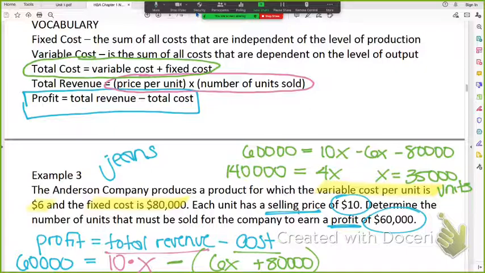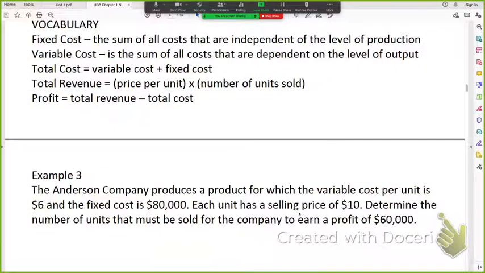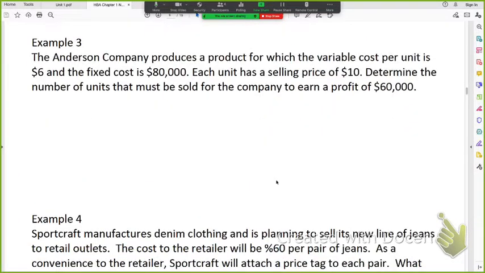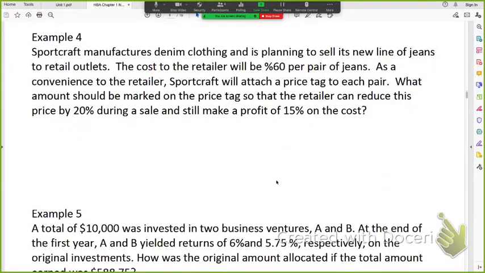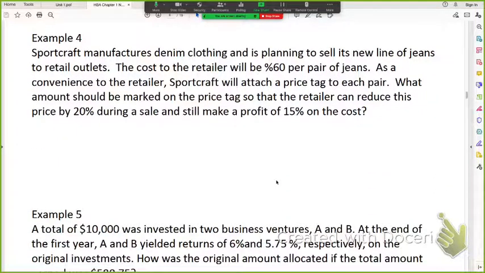Let us take a look at example 4. Another good example of a selling one. Now they are actually selling jeans. Look at this. All right. Sportcraft is manufacturing jeans. There is one typo in this one before I go through it. The cost to the retailer is $60 per pair of jeans. As a convenience, they will attach a price tag to each pair. What amount should be marked on the price tag so that the retailer can reduce this price by 20% during a sale and still make a profit of 15% on the cost?